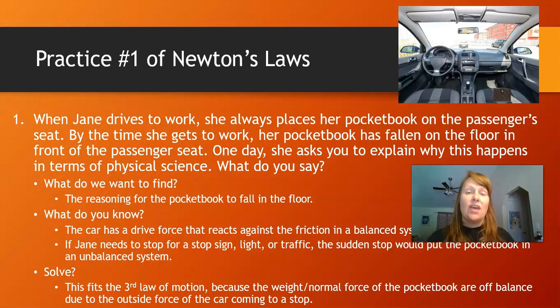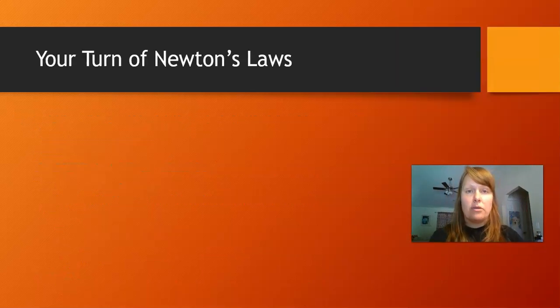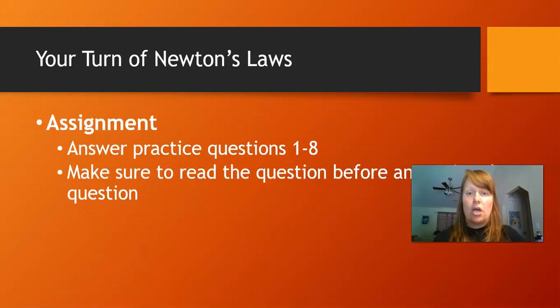That's the same thing as if you have anything in the back of your car with a bunch of junk, which I know a bunch of you teenagers are going to have, and you think it's at rest. You go from 75 miles per hour to a stop, and everything in your back seat is going to fly forward. And that happens because of the third law of motion. So now it's your turn. Get out your worksheet. We've done 1 together. You now need to do 2 through 8 on your own.